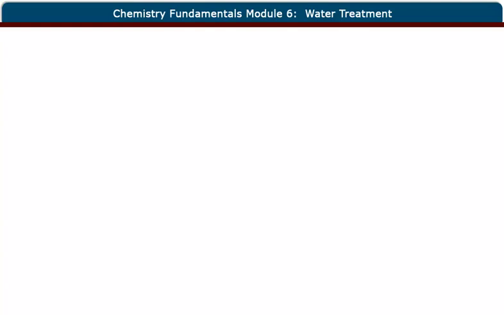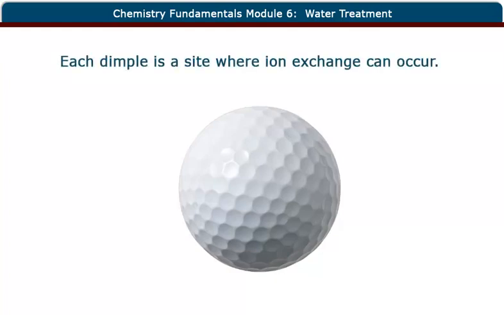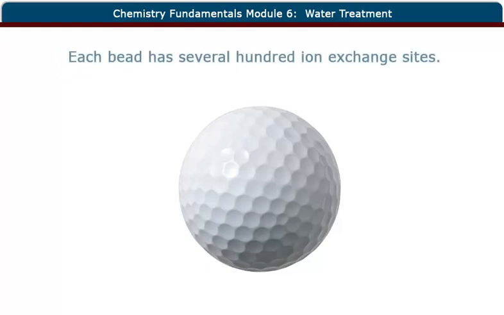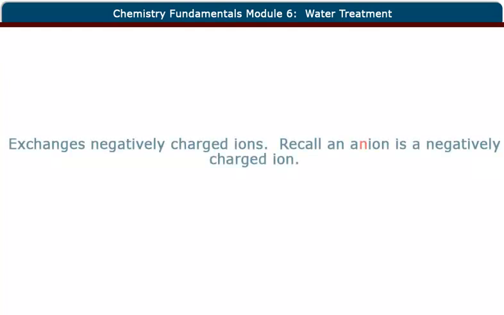To understand how this process works, let's imagine each bead being a golf ball. Imagine each dimple on a ball as a site where ion exchange can occur. In reality, each bead has several hundreds of these sites. First, we'll talk about the anion resin beads. Remember, anion resin beads are designed to exchange negatively charged ions.